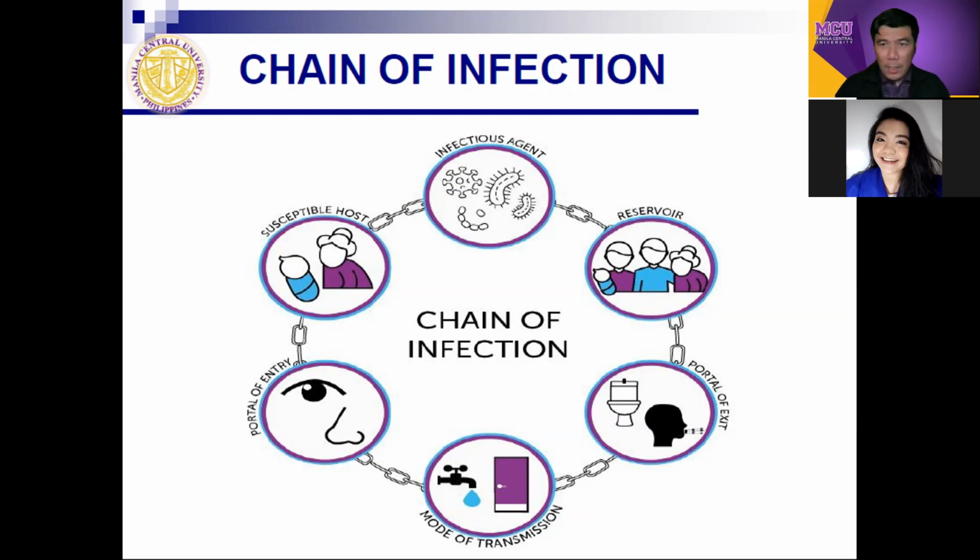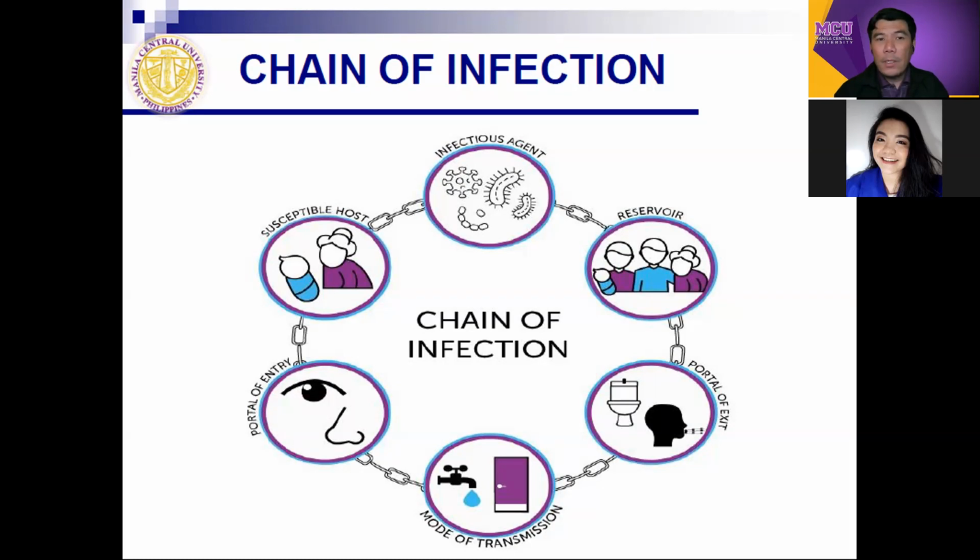The portal of entry follows from the reservoir's infectious agent, the portal of exit, and the mode of transmission. The portal of entry could be respiratory by inhalation, through an open wound, or through the skin. Now, if the agent has already entered the body and started to multiply, the incubation period starts, when we are talking about the disease process, the periods of disease.